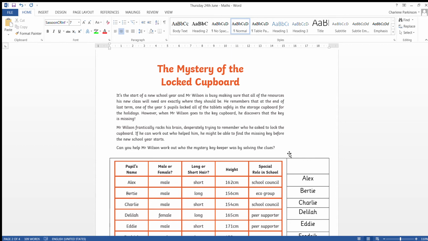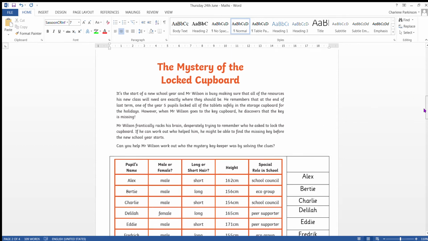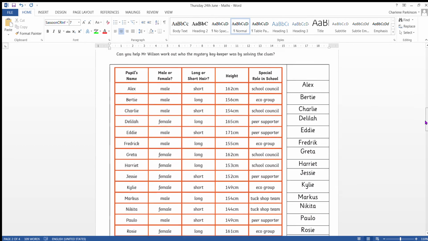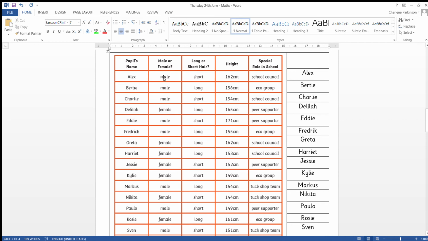Was by solving the clues. I need to push your tongue twister. Okay, so we have got the name of the pupil, whether they're male or female, long or short hair, their height, and their special role in school. So their school council, eco, peer support, tuck shop team. Oh, I'd love to be on the tuck shop team.